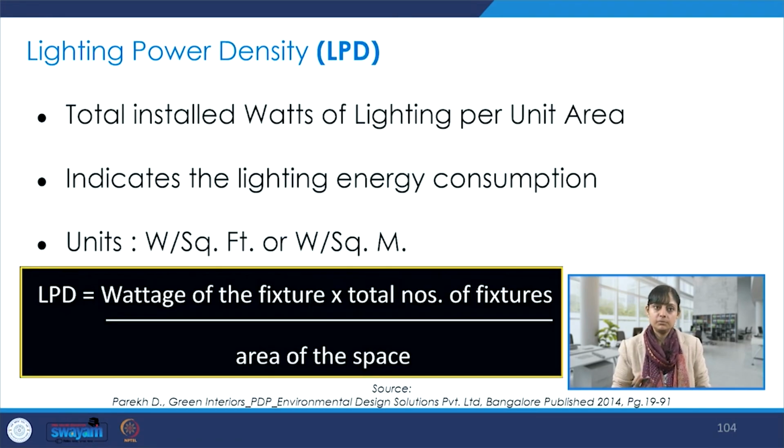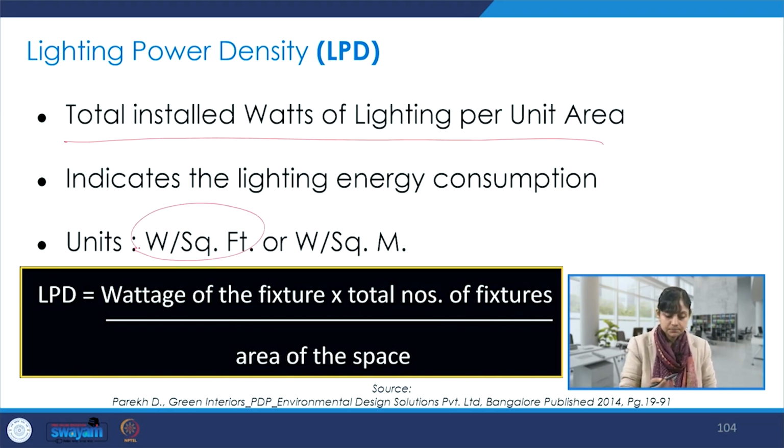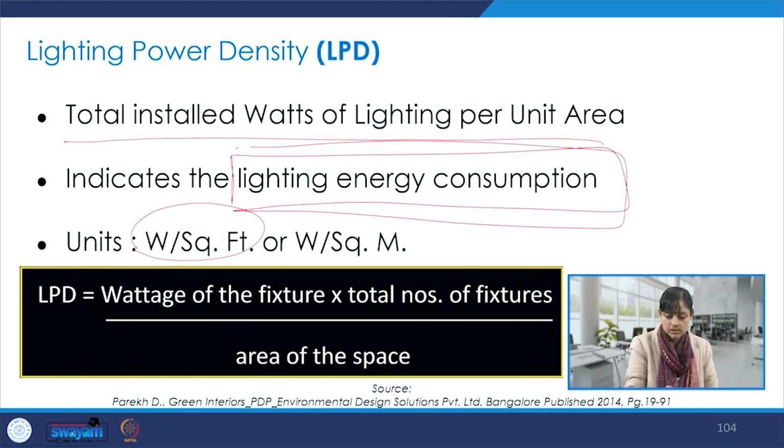So I was talking about LPD, lighting power density, and it's not very complicated. It's a very simple formula to calculate LPD. Total installed watts of lighting per unit area, watt per square feet, indicates the lighting energy consumption. So it is very, very crucial when we are talking about green interiors and lighting design, and different aspects related to lighting, and we know it is significantly a part of interior design projects. So that's the formula.